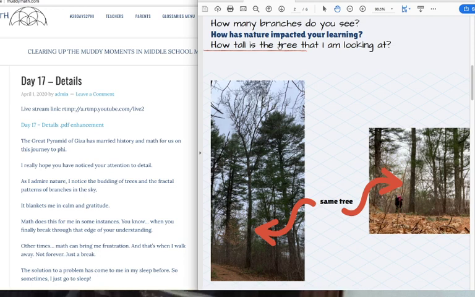Please grab a friend. Please grab a mirror. Please grab a selfie device of some sorts. And I want you to discuss, how many branches do you see? How has nature impacted your learning, or how tall is the tree that I'm looking at? So I'm going to go ahead and put my face back on.